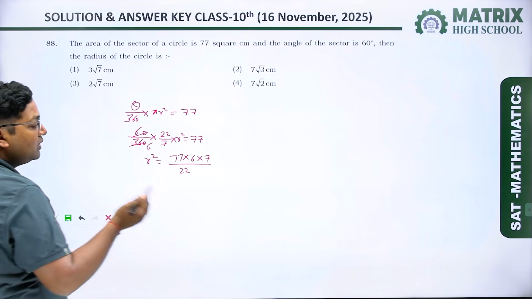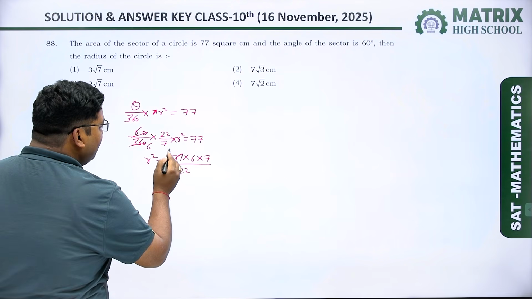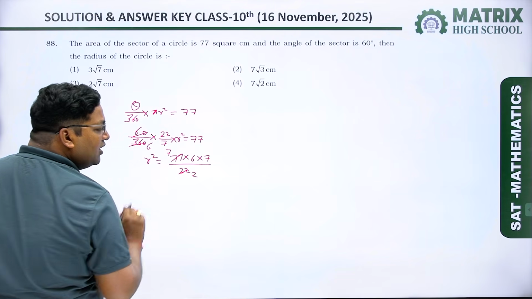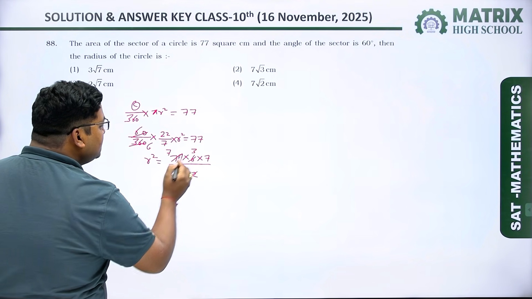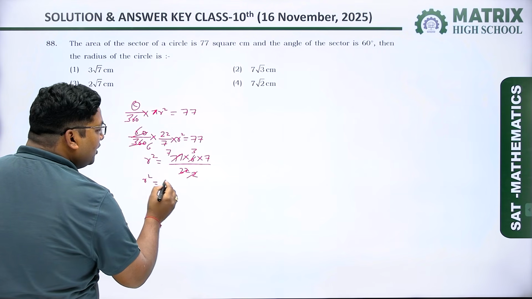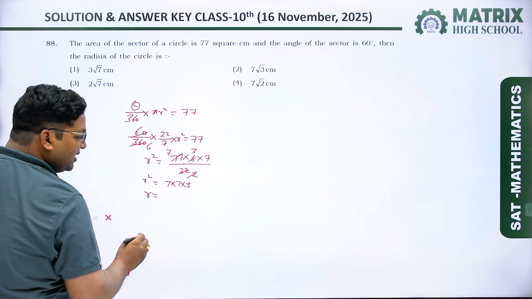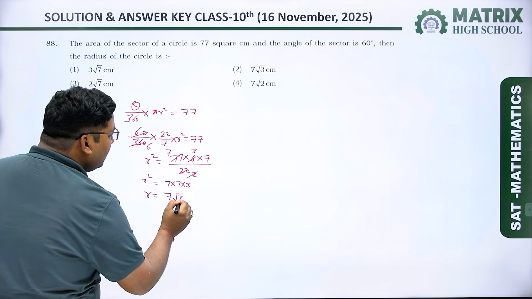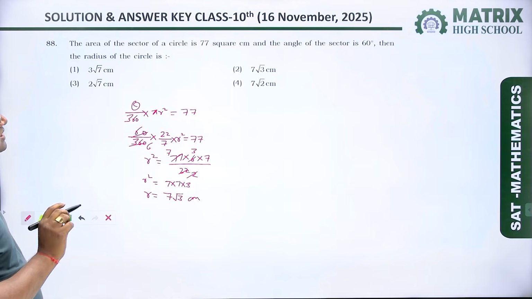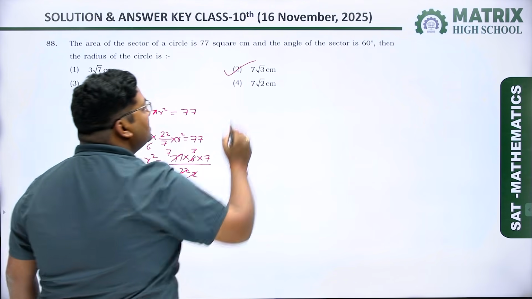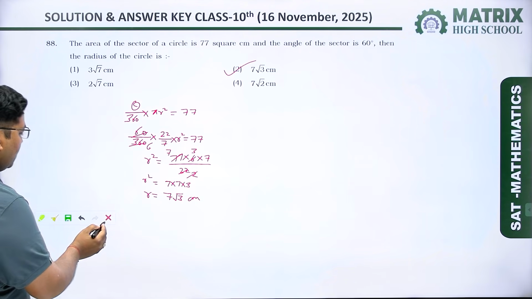77 and 22 both numbers are divisible by 11. 11 7s are 77, 11 2s are 22 and 2 3s are 6. So r square equals 7 into 7 into 3. It means the radius of the circle is 7√3 centimeter. So which is in option 2. So option 2 is the right answer. Now coming to the next question.